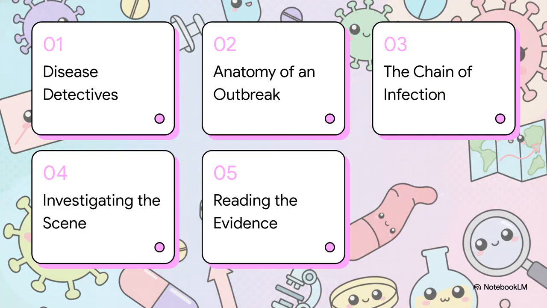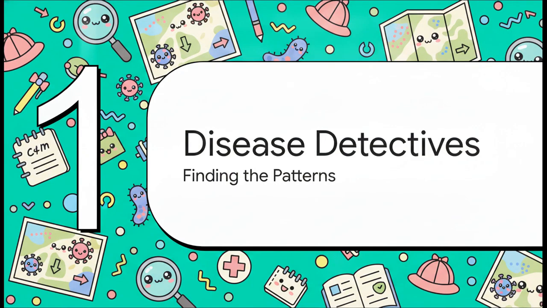Here is our syllabus for today's detective training. First, we'll officially meet the disease detectives. Then we'll dissect the anatomy of an outbreak and trace the chain of infection. After that, we'll investigate the scene. And finally, learn how to read the vital evidence. Let's kick things off with Section 1.